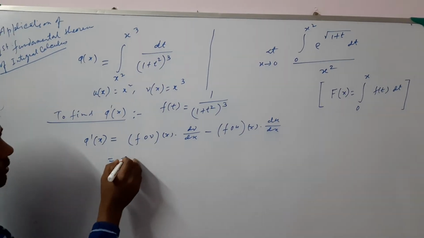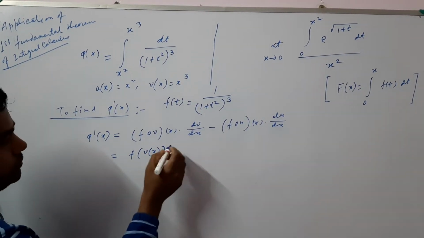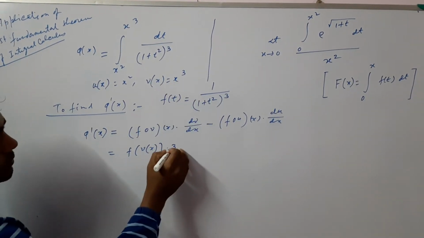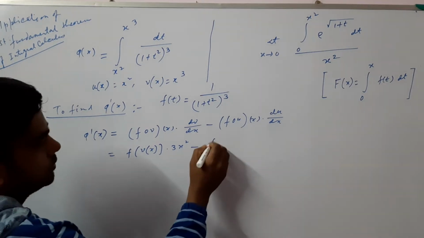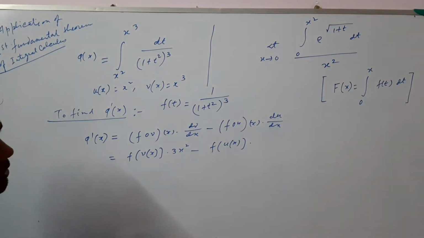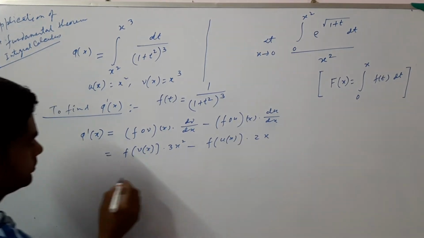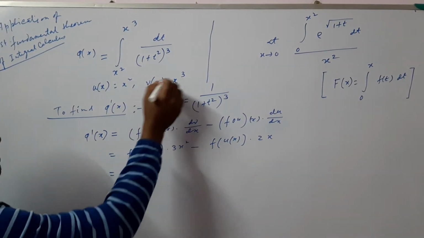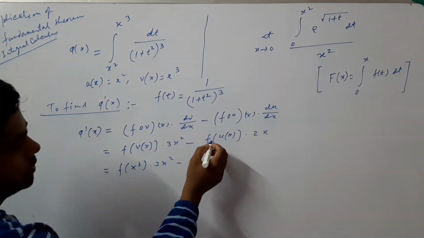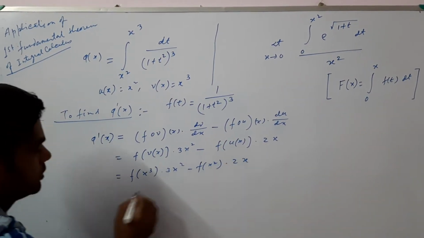Now we write this using composition of functions. The derivative dv by dx will be 3x square, and here we can write f of u of x, and the derivative of u with respect to x will be twice x. Now v of x is given, it is x cube, 3x square, and u of x is given as x square, so it will be f of x square into twice x.